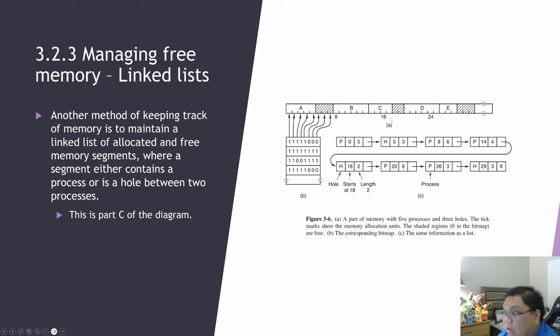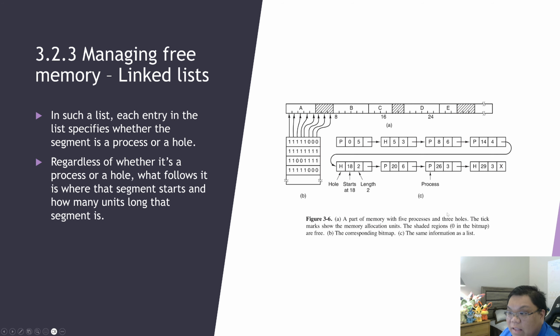And then we have a hole that starts at 18 and it's 2 units long. Then we have a process that starts at 20 and it's 6 units long. And then we have another process that starts at 26 and is 3 units long. And then we have a hole that starts at 29 and is 3 units long. So that is a linked list representation that's equivalent to our bitmap here.